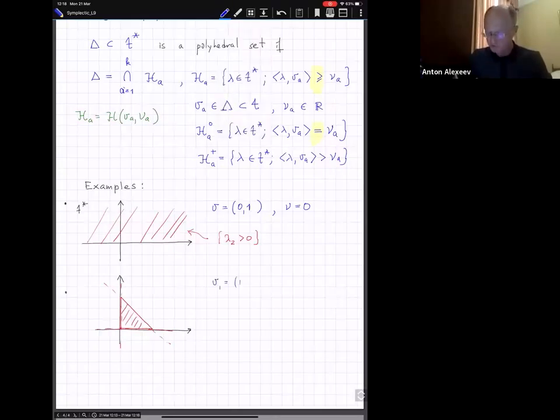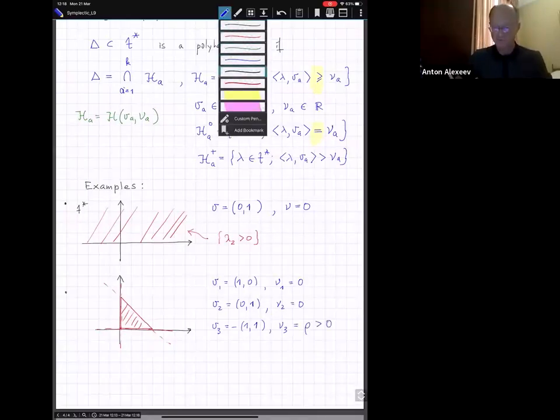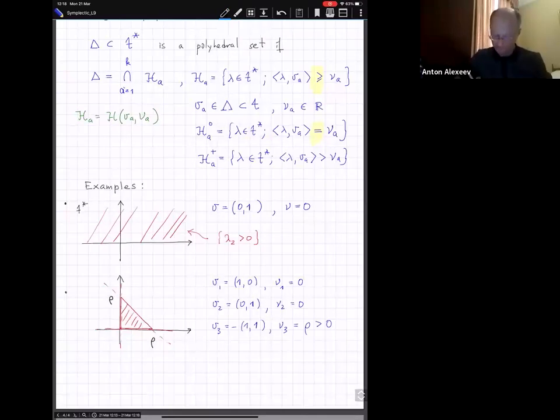So V1 is 0, 1, nu 1 is 0, V2 is 0, 1, nu 2 is 0, and finally V3 is minus 1, 1, and nu 3 is whatever it is, rho bigger than 0, and rho is the coordinate of those points, right? So sorry for bugging you with this elementary geometry.